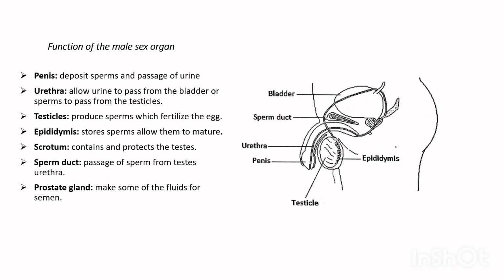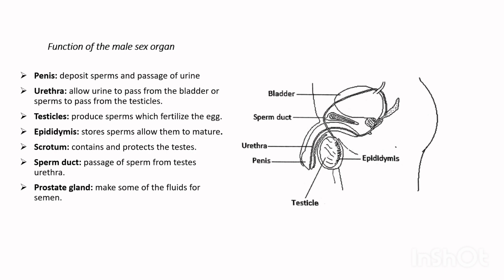We move to the testes. What is the function of the testicles? So the function of the testes is to produce sperm which fertilize the egg. To produce sperm which fertilize the egg. We'll look at fertilization in another video as we go ahead.